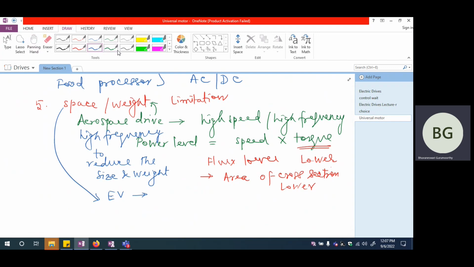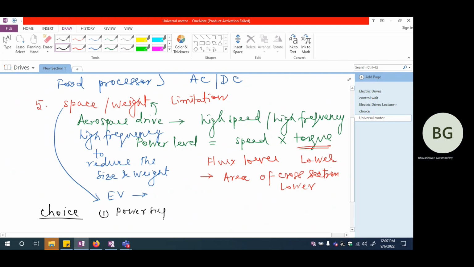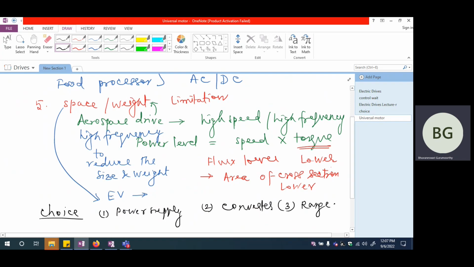So space and weight limitations are another major thing that we need to worry about when we make a choice of the drive. So the 5 factors we considered basically in terms of choice of a drive are: one is power supply. The second one, what we talked about was converter. The third one is range of power, speed, and torque.